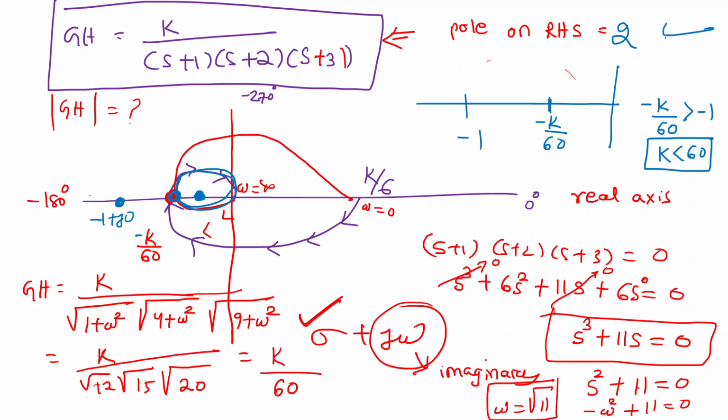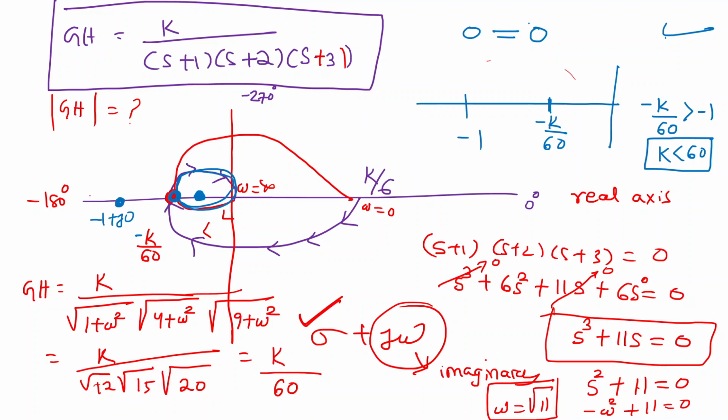For stable, this point minus 1 plus j0 should be outside. Because in the system, how many poles and zeros are on the right hand side? 0. So for system stability, the number of encirclement has to be 0. The number of encirclement about minus 1 plus j0 point should also be 0. That's why your minus 1 point should be outside.